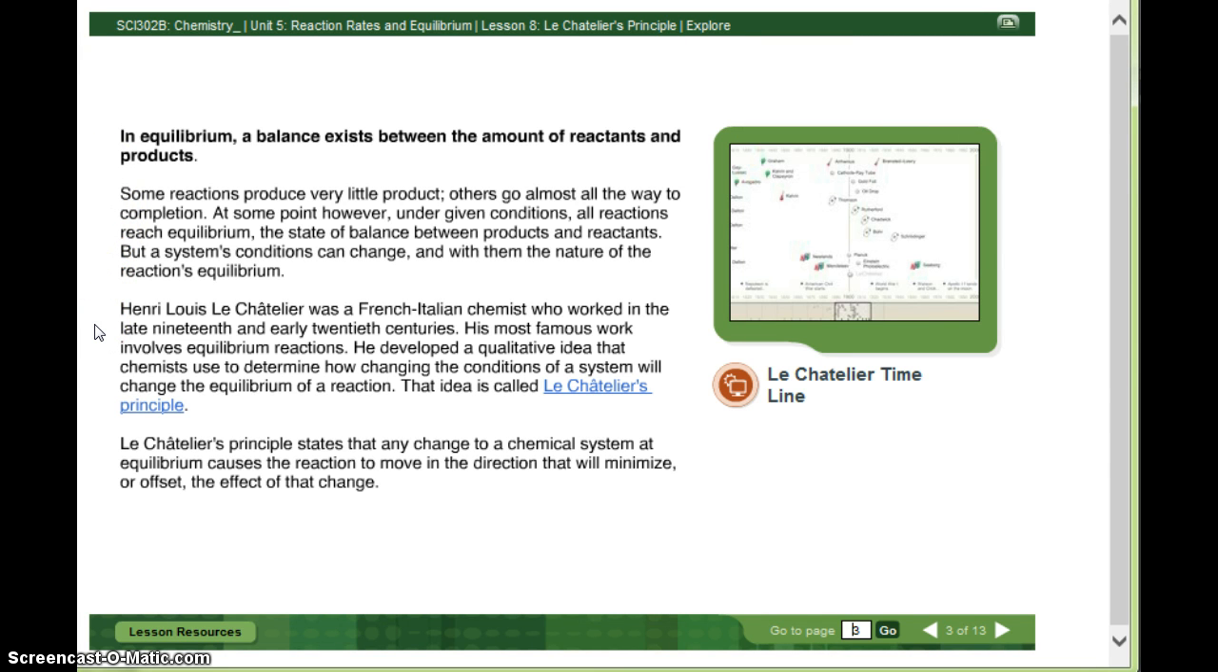Henri Louis Le Chatelier was a French-Italian chemist who worked in the late 19th and early 20th centuries. His most famous work involves equilibrium reactions. He developed a qualitative idea that chemists use to determine how changing the conditions of a system will change the equilibrium of a reaction. That idea is called Le Chatelier's principle. Le Chatelier's principle states that any change to a chemical system at equilibrium causes the reaction to move in the direction that will minimize or offset the effect of that change.